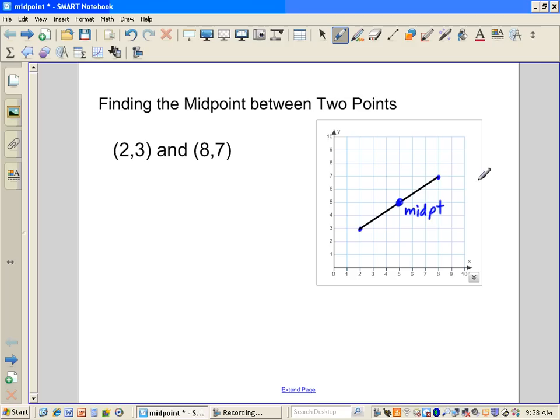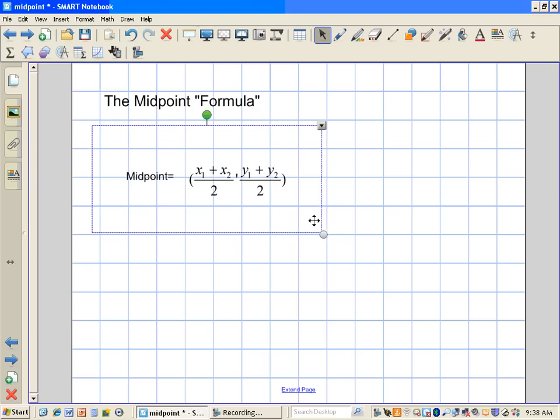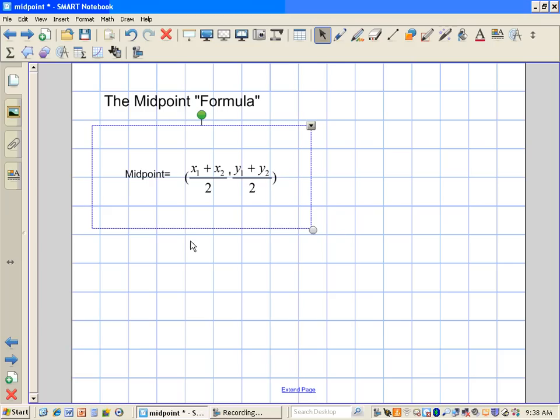And it's all well and good to approximate this, but when we don't have a graph to look at, we want to be able to exactly find the midpoint using some algebra. So we have the midpoint formula, fancy paper here, and we made it small on purpose, and now it's big so you can see it. Okay, so the midpoint formula, let's make it even bigger.